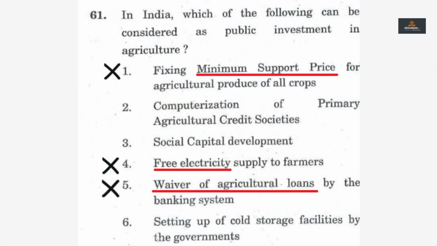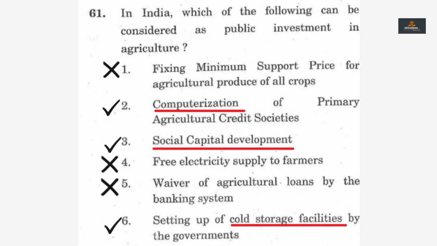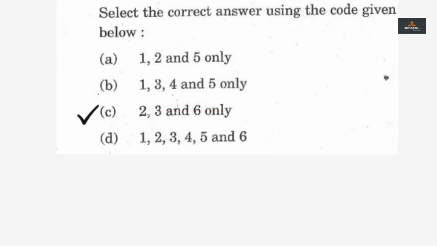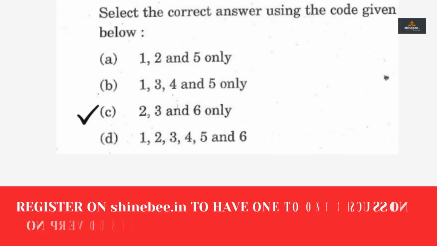Now for evaluating the statements, use your common sense to understand that statement 1, 4 and 5, that is MSP, free electricity supply and waiver of agricultural loans are aimed more at protecting sick agricultural industry from failing than actually increasing the production and productivity. But it is statement 2, 3 and 6, that is computerization of primary agricultural credit societies, social capital development and setting up of cold storage facilities that are aimed at increasing productivity and production level of agriculture. Therefore, correct answer should be option C, that is statements 2, 3 and 6 only.